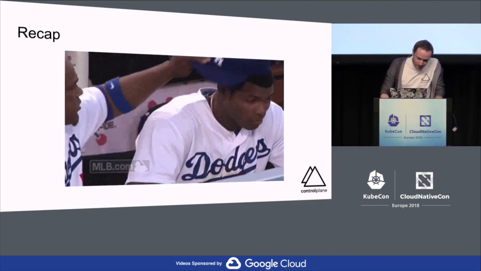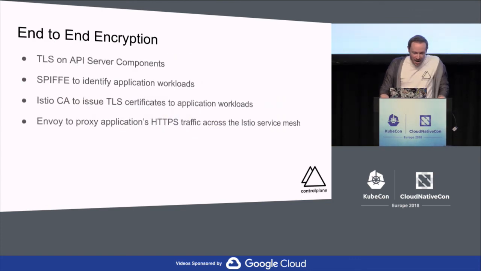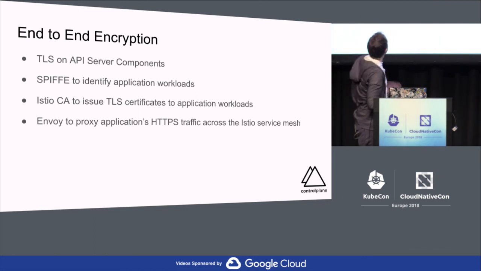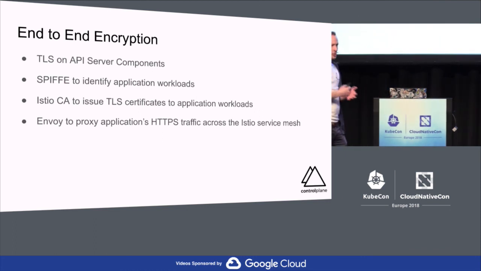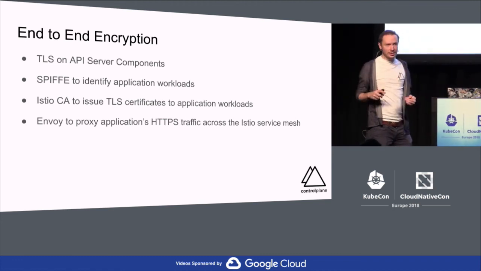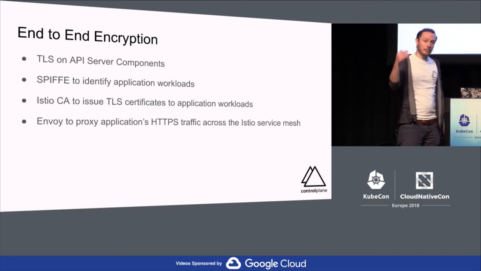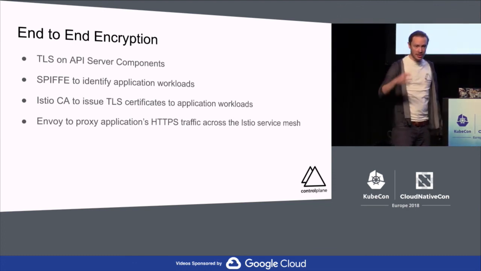So, a bit of a recap. End-to-end encryption, private, mutually trusted communication between the API server and its callers, and encryption for the values in our etcd store. What do we have here? End-to-end encryption for the API server, giving us a baseline of trust between all the Kubernetes components. SPIFFE to identify the application workload so that we can then bootstrap the certificate signing process to get those mutual TLS certificates.